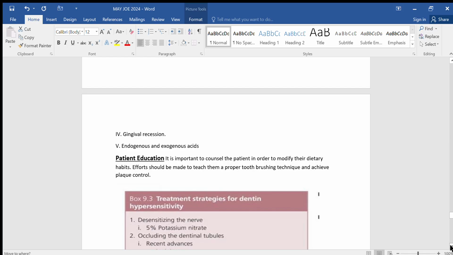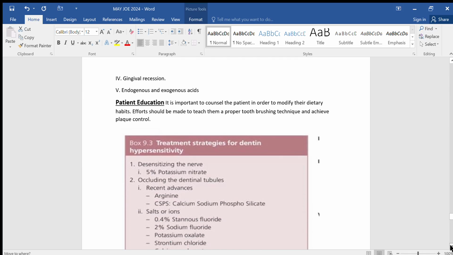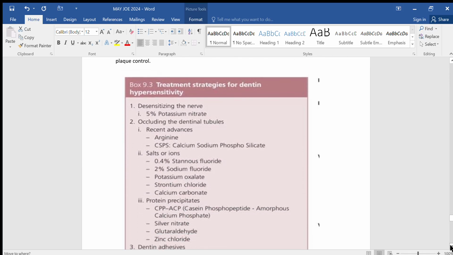Second step is patient education. It is important to counsel the patient in order to modify their dietary habits. Efforts should be made to teach them a proper toothbrushing technique and achieve plaque control. I have already mentioned that. So after that, now move towards treatment strategies for dentin hypersensitivity.